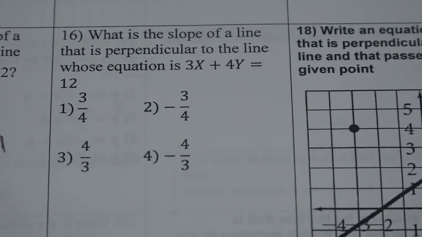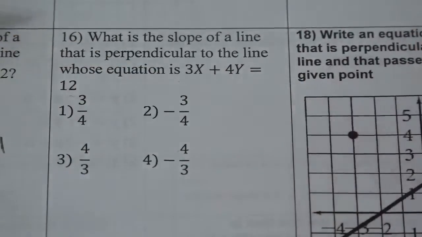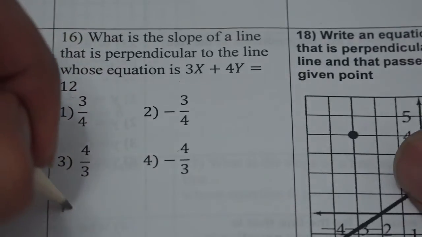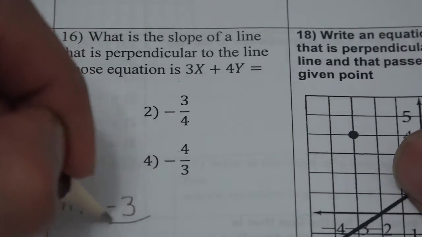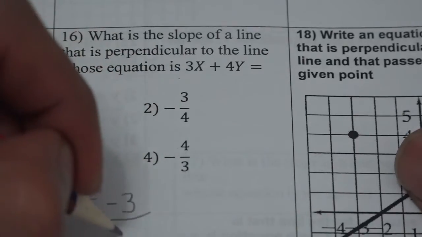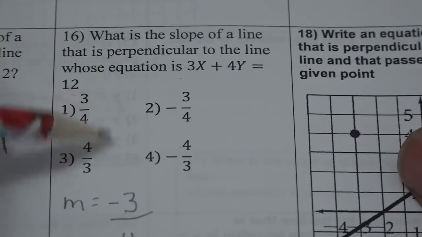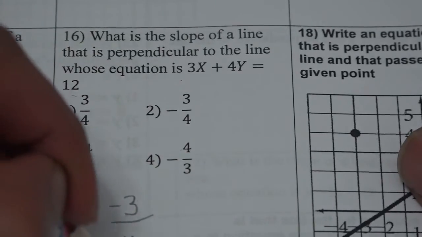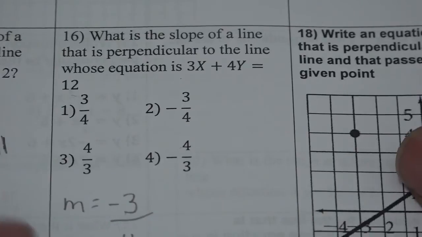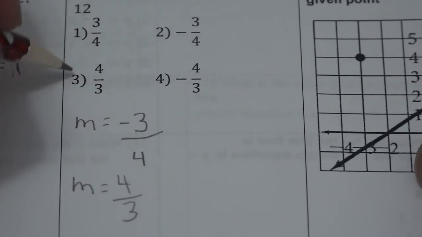What is the slope of a line that is perpendicular to the line whose equation is given? So what is the slope of this equation? Can you tell me now? Well, if you solve for y, or you know how to identify the slope, you know that the slope is negative 3 over 4. So perpendicular should be positive 4 over 3, right? So the answer is choice number 3.